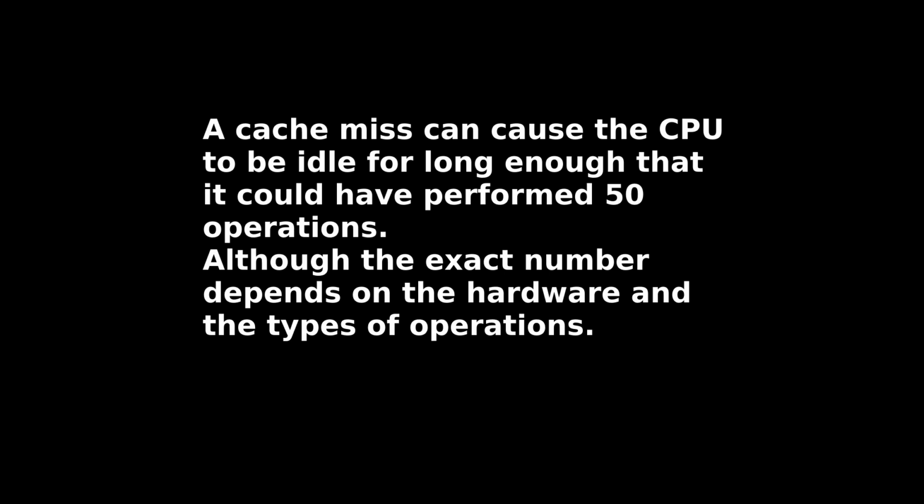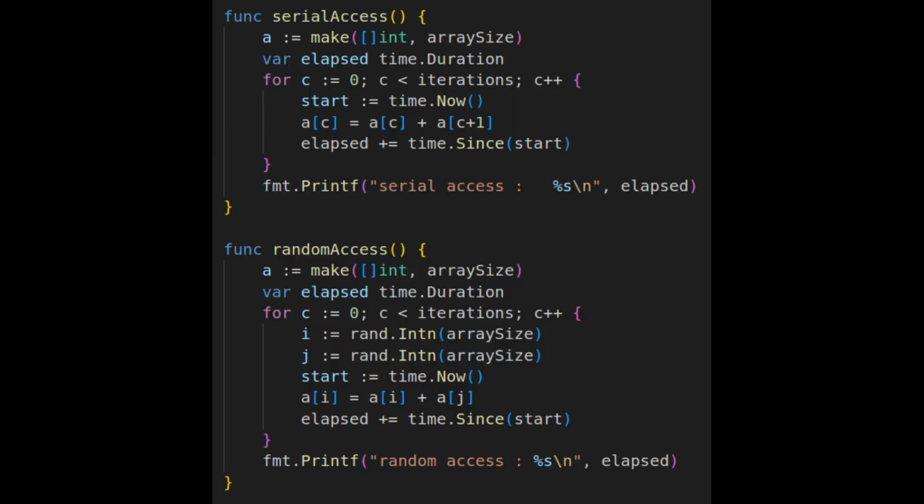When the CPU requires data that isn't in its cache, it has to wait for main memory to copy the data to the cache. This is called a cache miss. Let's see how much this hurts performance. My test program has two tests. Both tests create an 8 gig array of integers. This is big enough to guarantee that it can't all fit in the CPU's cache.